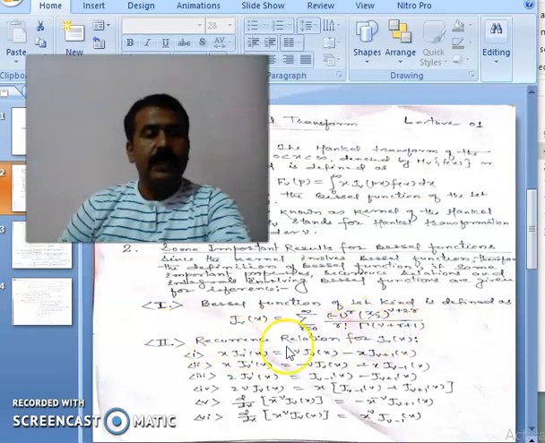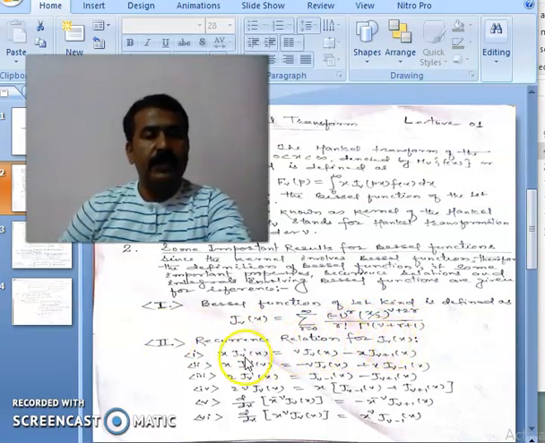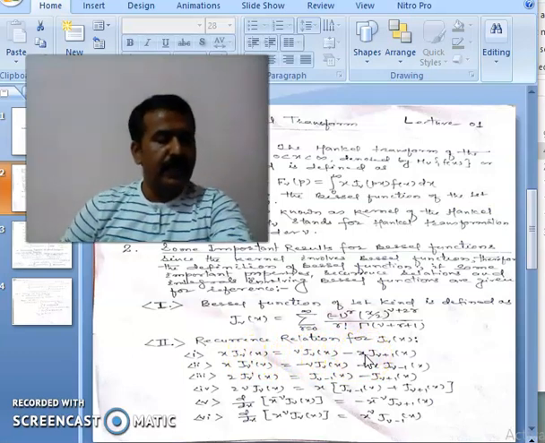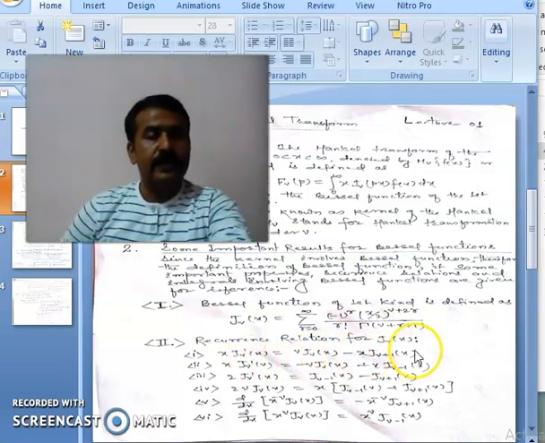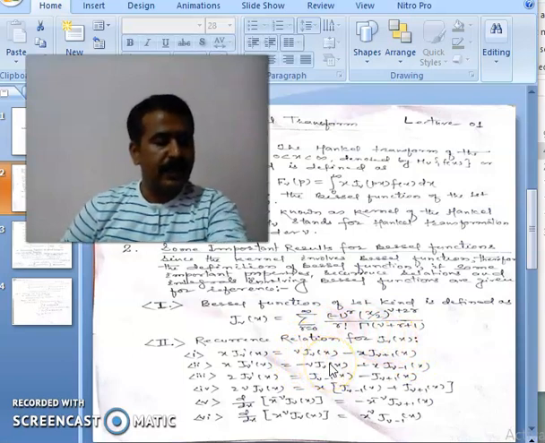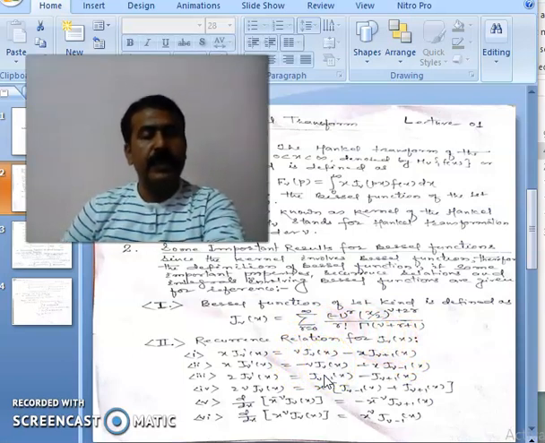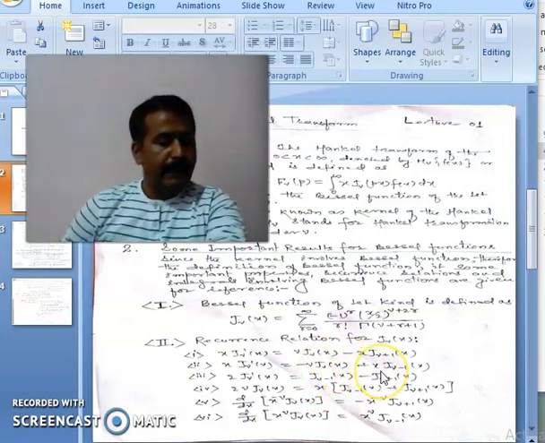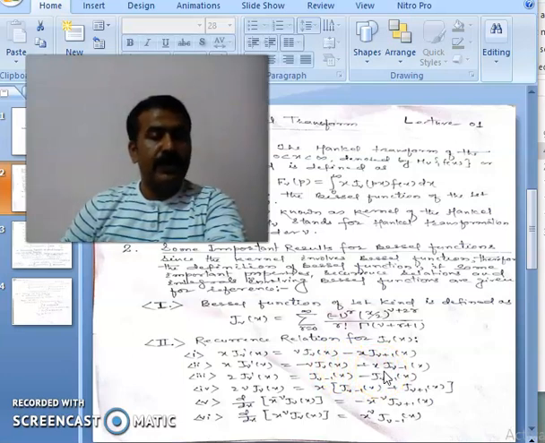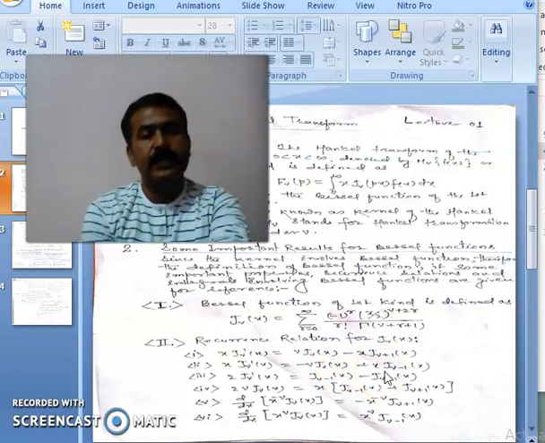Now the recurrence relations for Bessel's function J_v(x). The first is x J_v'(x) equals v J_v(x) minus x J_(v+1)(x). So this is the first recurrence relation. Now second is x J_v'(x) equals minus v J_v(x) plus x J_(v-1)(x). So this is the second recurrence relation of Bessel's functions.